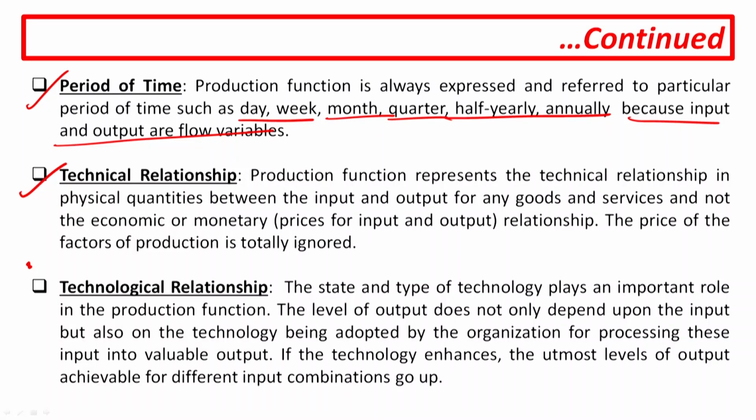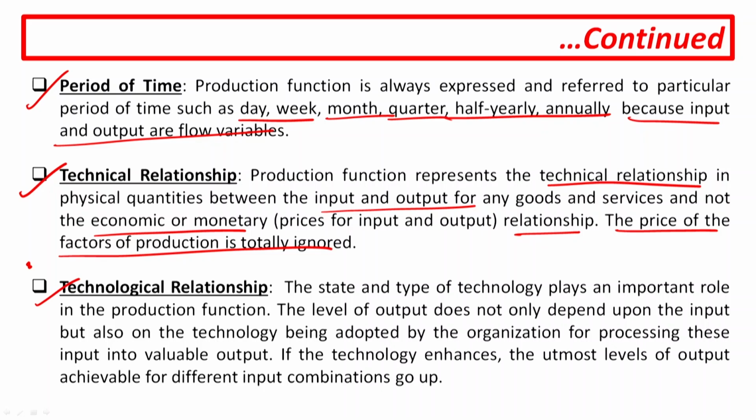Technical relationship. Production function represents a technical relationship in physical quantities between input and output for any goods and services, and not the economic or monetary relationship. The price of the factors of production is totally ignored. As per this feature, it basically means we are actually concerned about the input and the output. We are not concerned about the prices of the input and the output.